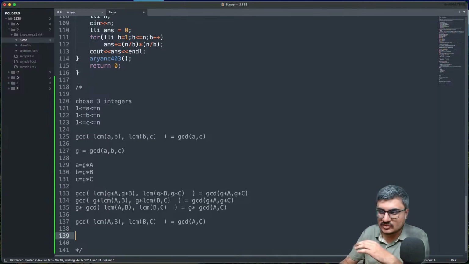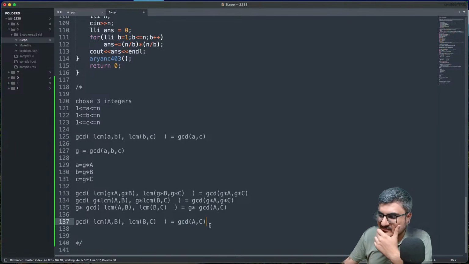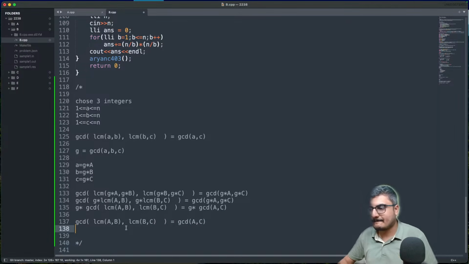Any questions so far in the simplification of these equations? What I have done is assume G to be GCD of A, B, and C. And then I have tried to simplify it by making all the elements A, B, C co-prime. Because if G is a multiple of this, there should be some part of A after removing G, some part of B after removing G, some part of C after removing G. And the equation again becomes the same after removing that common part.